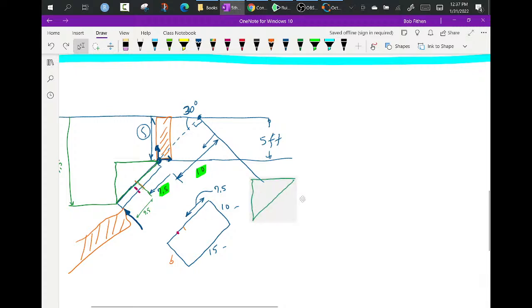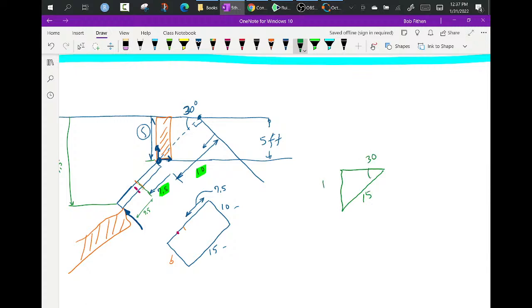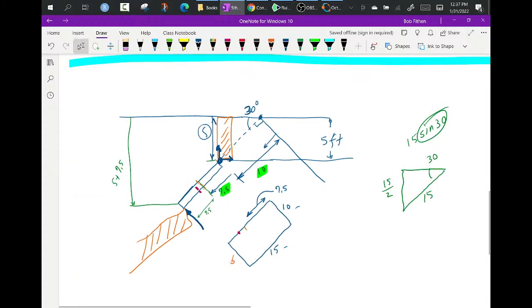Let's drag it over. So it's 15. It's still 30 degrees. So this is 15 divided by 2, or 15 times the sine of 30, but we've already figured out that's a half. And what is a half? That means that the distance from here down to this point is 7.5. Well, 5 and 7.5 gives you the distance to the bottom of the plate, distance to the top of the plate. Why is that important?